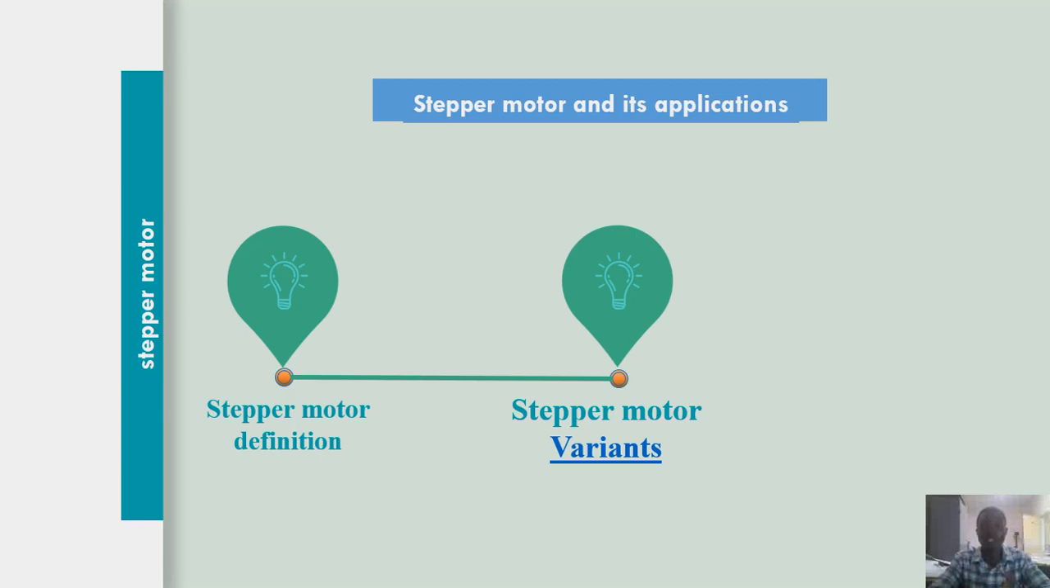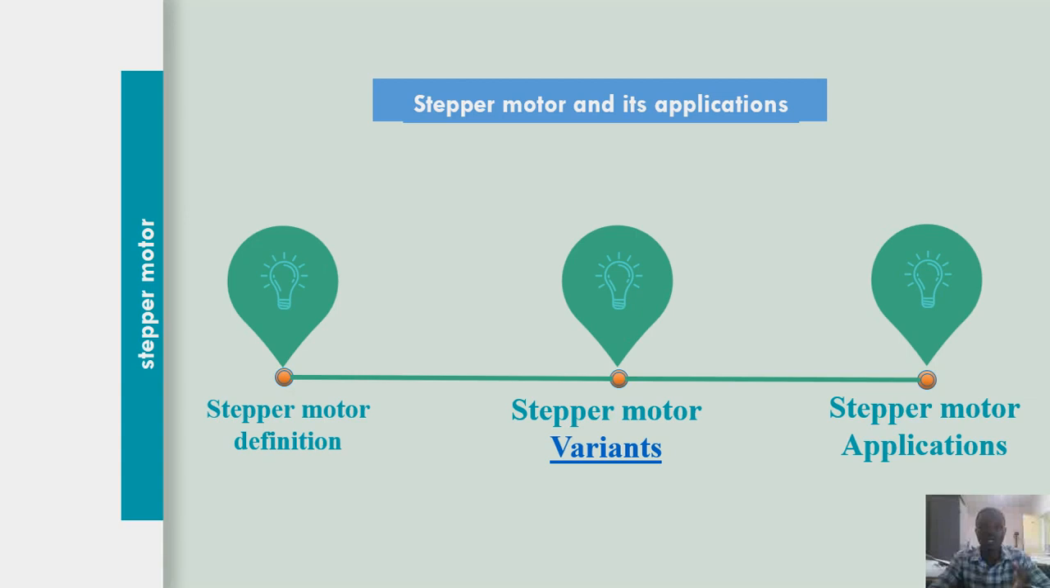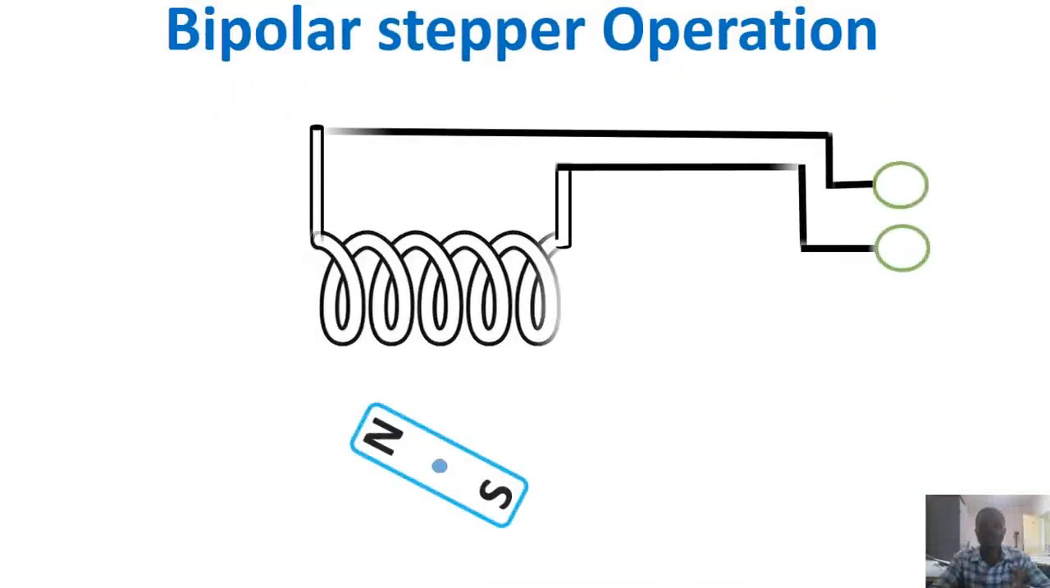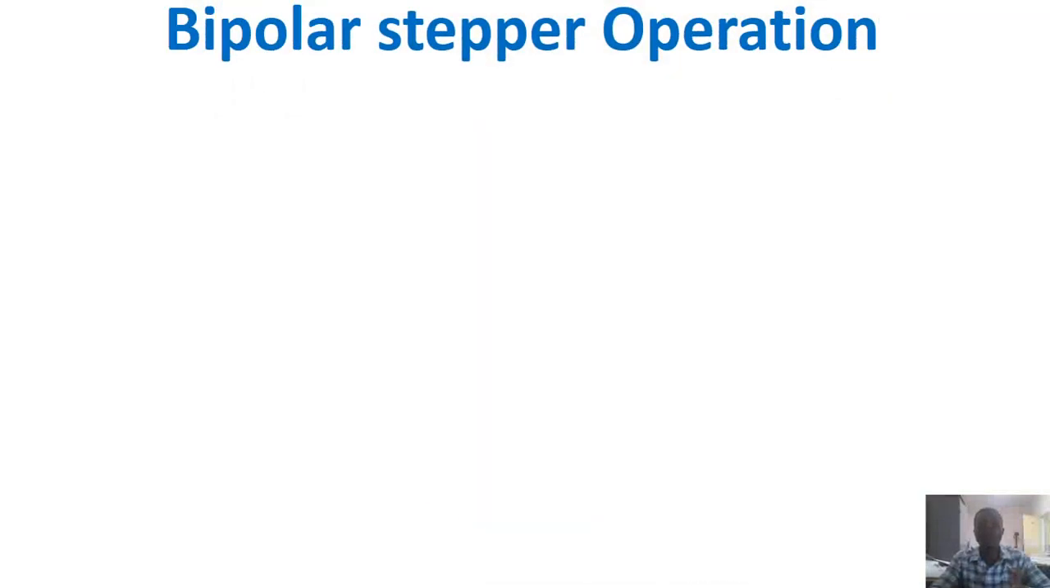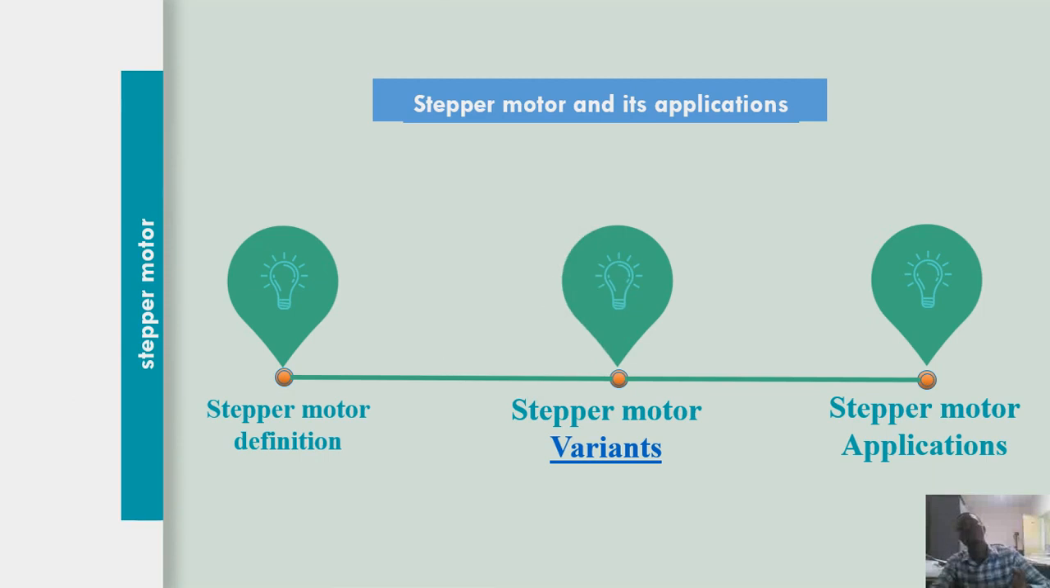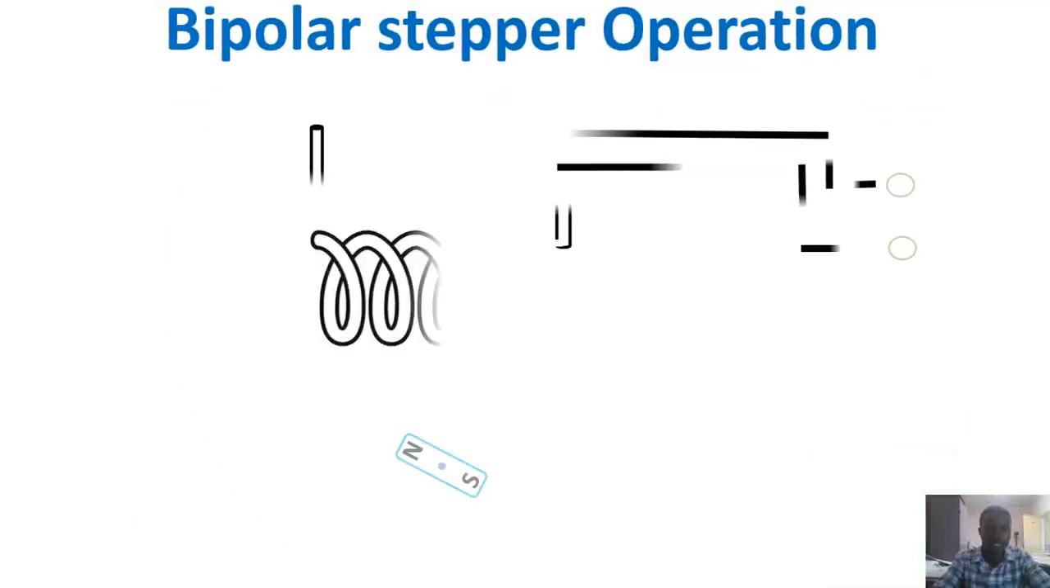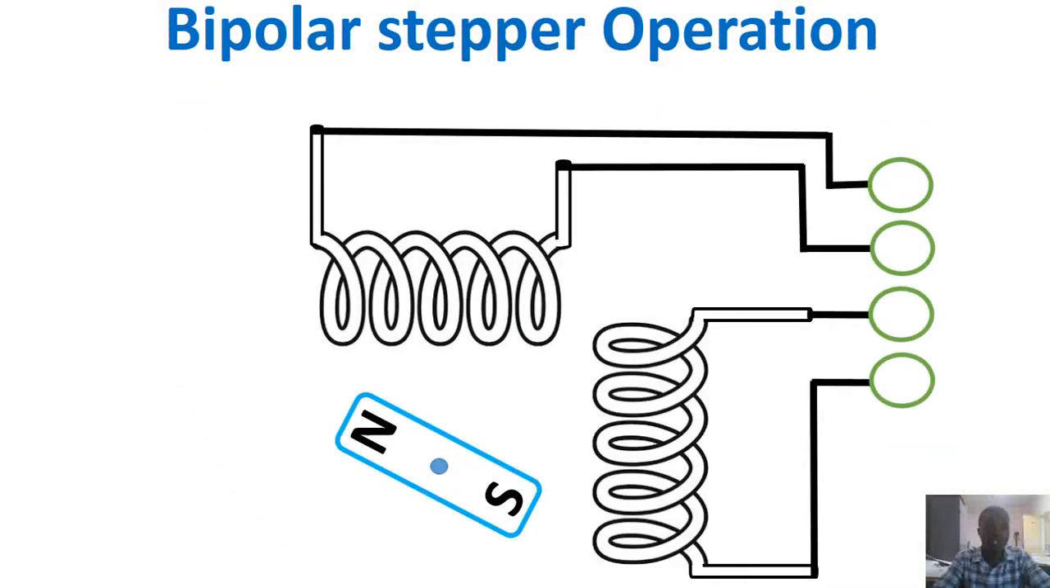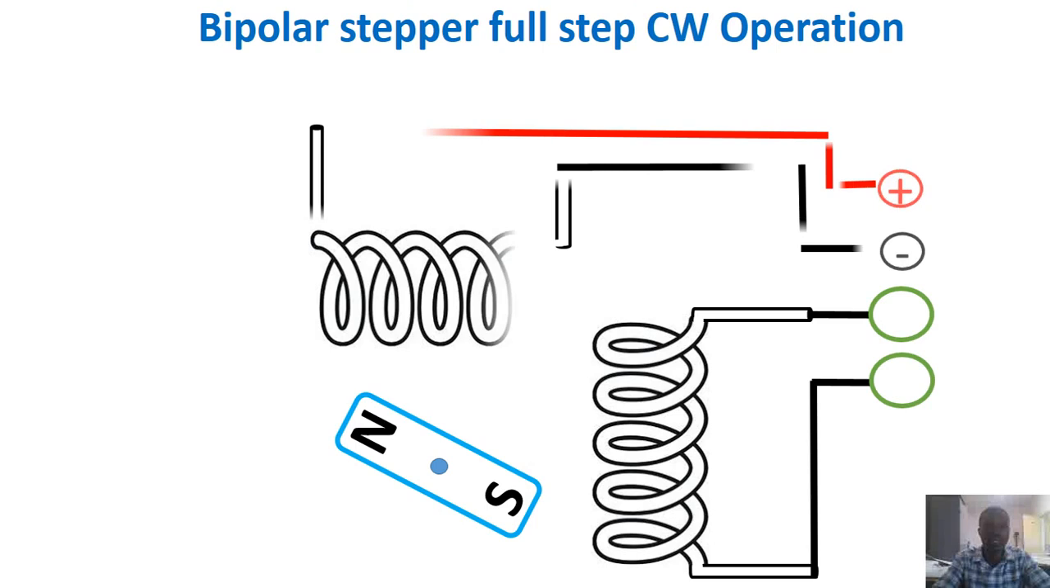Its magnetic pole can be reversed without switching the direction of current. The communication circuit can be made very simple, e.g. a single transistor for each winding. And then stepper motors are mostly used in 3D printing.